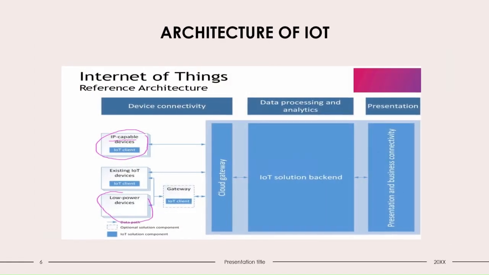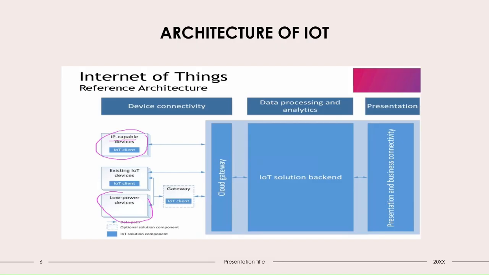And this is the architecture of the IoT. IoT architecture has three functions: device connectivity, data processing and analytics, and presentation. We come to the device layer. It includes sensors and smart devices that collect real world data. For example, temperature sensor, smart light, smart camera.